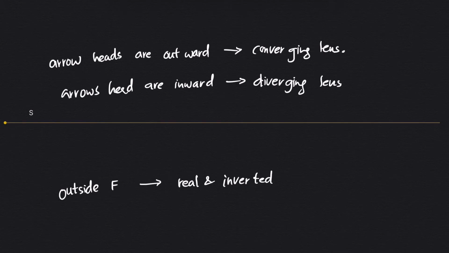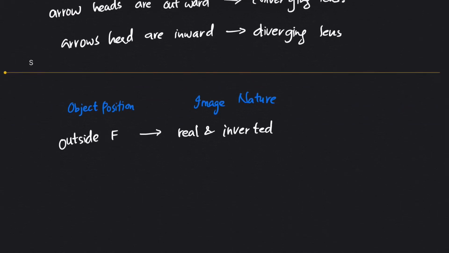So this is the object position, and this is the image nature. So let me write it this way, image nature. If it's outside the focus, it's real and inverted. If it is inside the focal point, then the image is virtual and upright.